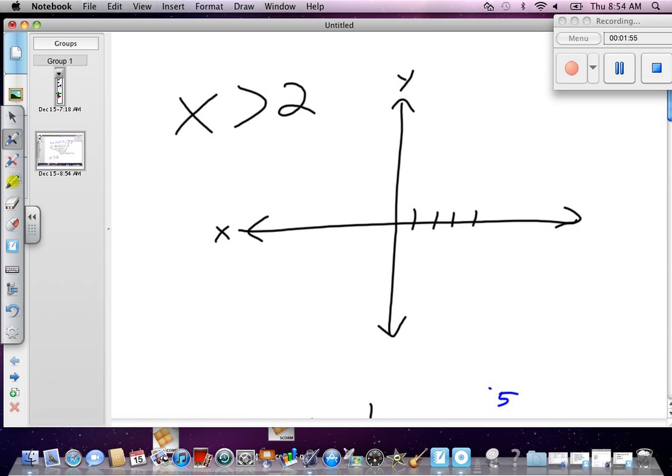Got 1, 2, 3, 4, 5, and so on in each direction. So I made my scale by 5s because it's pretty small. And it says x is greater than negative 2. So which one's the x-axis? The one that's horizontal or the one that's vertical? Horizontal. So I'm going to go over to the negative 2, and I just put a dot there and I'm done, right?